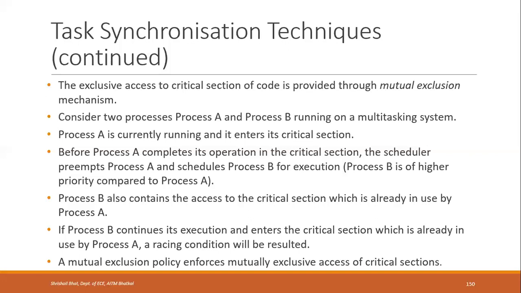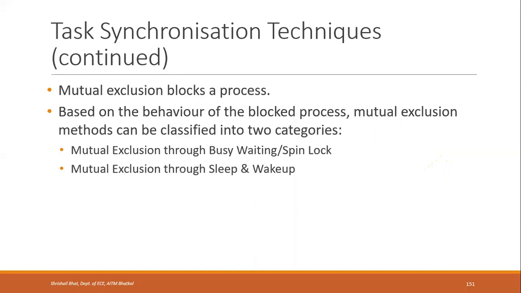That means when one process, for example process A, is operating in the critical section, process B should not be allowed access to the critical section. That is called mutual exclusion. So the mutual exclusion policy enforces mutually exclusive access to critical sections. That means at a time, only one process can access the critical section. The mutual exclusion blocks a process. For example, if process A is accessing the critical section, then process B will be blocked, if it wants access to that critical section, till process A completes that particular task. So it blocks a process.